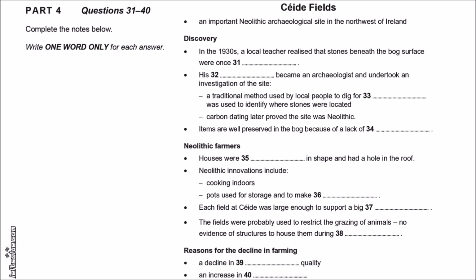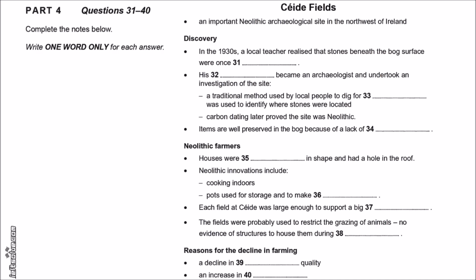The site was first discovered in the 1930s by a local teacher, Patrick Caulfield. He noticed that when local people were digging in the bog, they were constantly hitting against what seemed to be rows of stones. He realised that these must be walls, and that they must be thousands of years old for them to predate the bog which subsequently grew over them. He wrote to the National Museum in Dublin to ask them to investigate, but no one took him seriously.